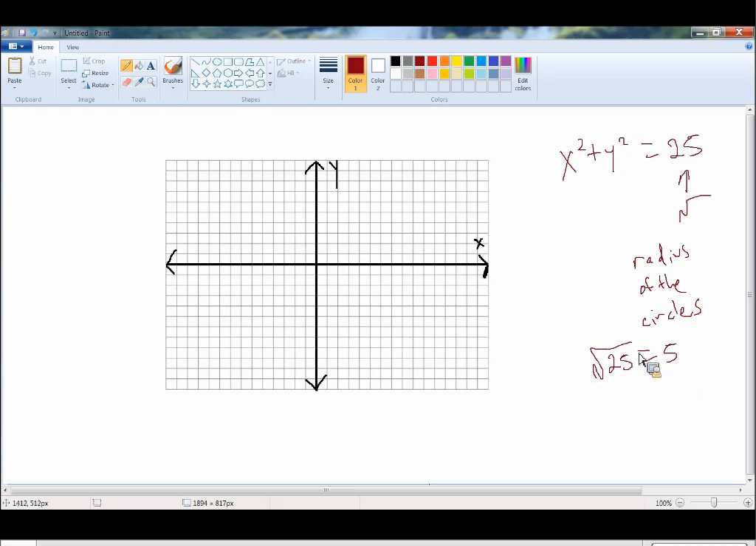And the center of the circle, unless established otherwise, is the origin. The center is 0, 0, unless you have something a little more complicated. So here, the center will be the origin, the middle. And we'll put a 5 here. It'll be a circle that's 5 in every direction. 1, 2, 3, 4, 5. 5 in this direction, 5 in that direction, 5 in that direction, 5 in that direction.